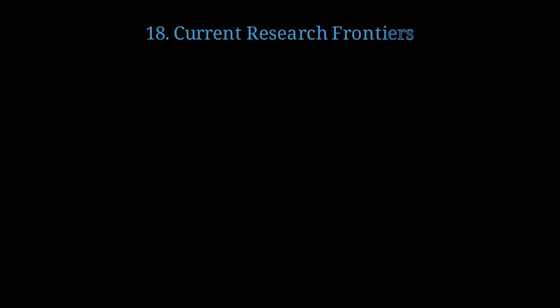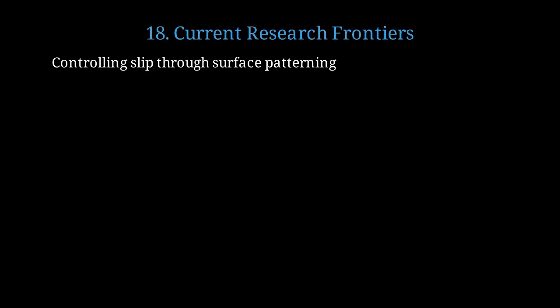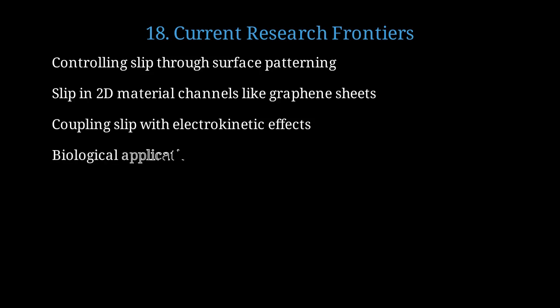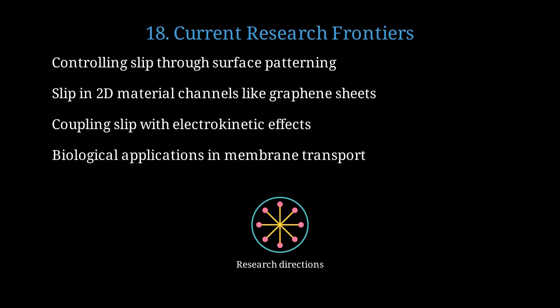Let's explore where current research on nanofluidic slip is heading. Researchers are exploring how to control slip by patterning surfaces with alternating hydrophobic and hydrophilic regions. Two-dimensional materials like graphene sheets create the ultimate smooth surfaces, potentially enabling even larger slip lengths. Understanding how slip couples with electrokinetic phenomena opens possibilities for ultra-efficient pumping and energy conversion. Biological membrane channels may exploit slip-like phenomena, and understanding this could inspire biomimetic designs. Multiple research directions are converging: surface chemistry, 2D materials, electrokinetics, and bioinspiration.